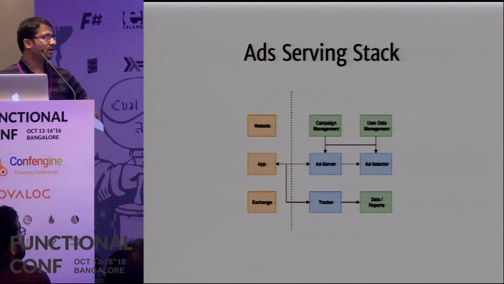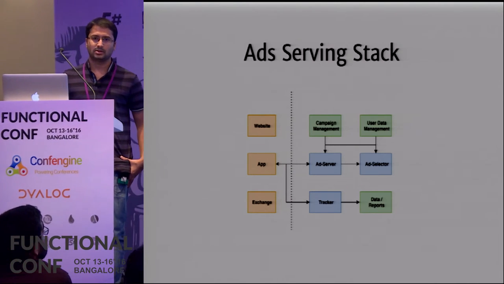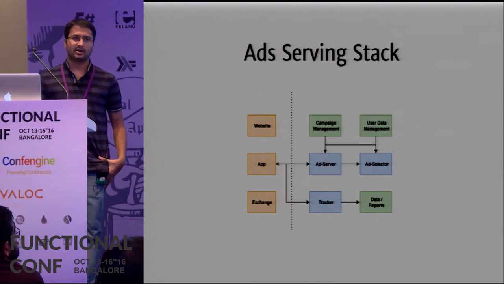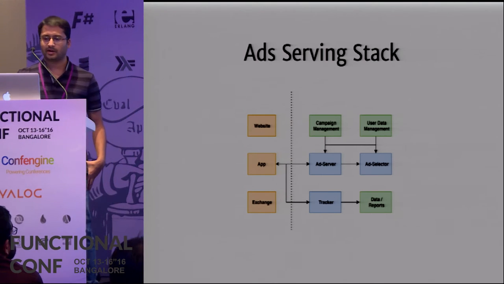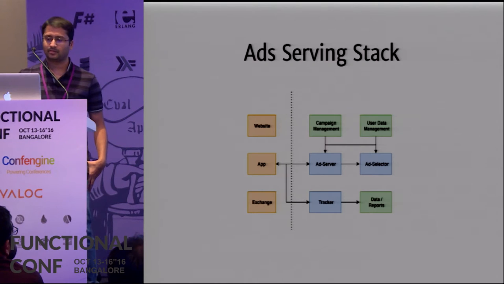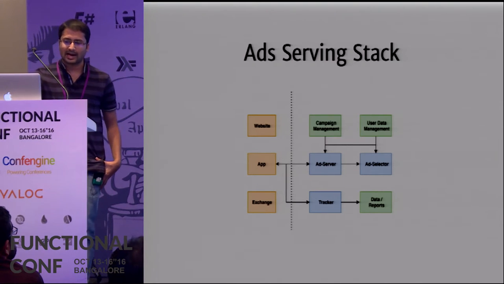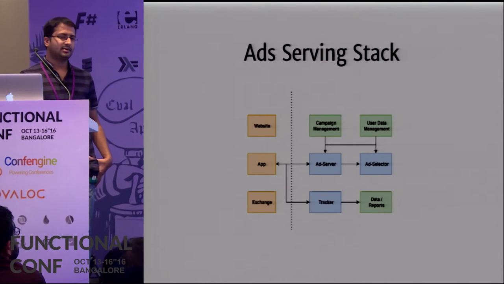And this is how a typical ad serving stack looks like. So advertisers configure campaigns, and there are ad requests coming from app, desktop, and exchange. Ad server handles these requests and forwards it to ad selector. Ad selector is a component which selects relevant ads, ranks them, and returns an ad. In some stacks, the ad server and ad selector is a single component. In some stacks, it could be like separate components. The ad gets rendered on the app, and the app fires an event to the tracker. Tracker records these events, and that's how most ad platforms make money.